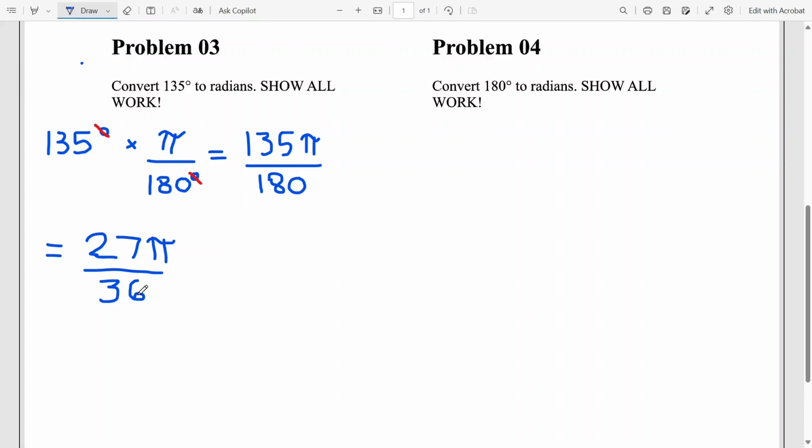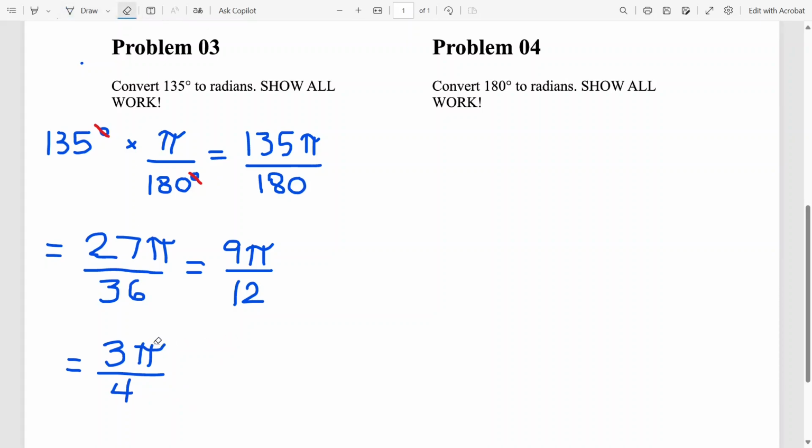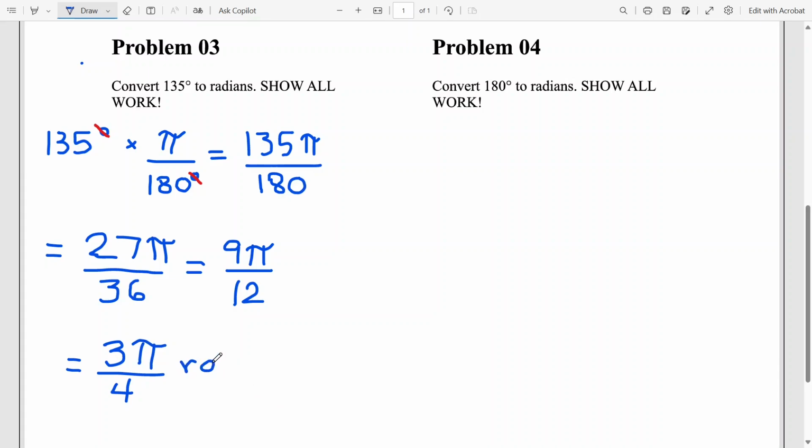also divisible by 3, divide by 3, and we get 9 pi over 12. And then we go, well, those are both divisible by 3. And we keep going, we get 3 pi over 4. And at that point, we can't really divide anything greater than 1 out of the two of those things. Let me fix that a little bit. So we get 3 pi fourths radians as our simplified form.